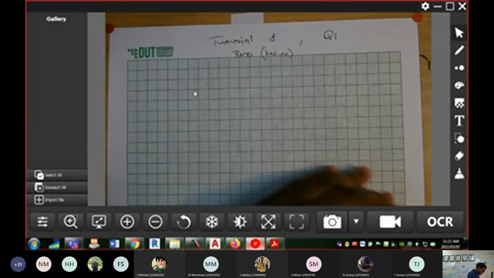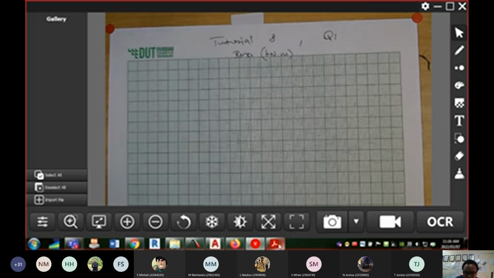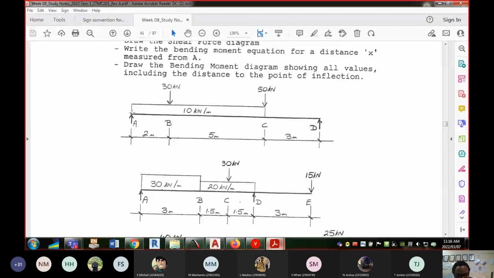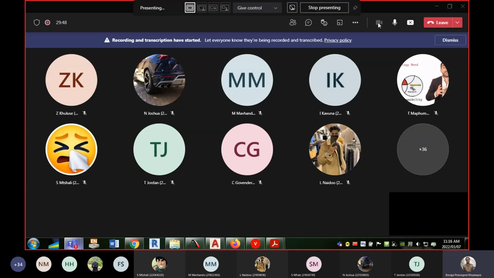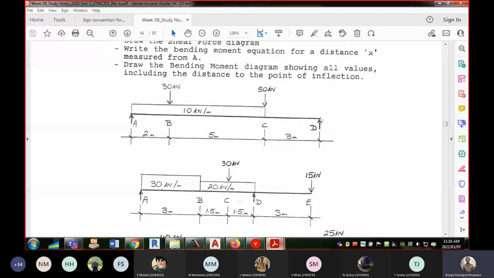I'm going to ask you a question. It's not a tricky question. Looking at this beam, what is the bending moment at node, let's say node D? What is the bending moment at this point? Can anyone answer that question if possible? What is the bending moment at node D? 0, sir. Okay, the bending moment at node D is 0. Thank you very much. But I'm going to show you why it's 0.